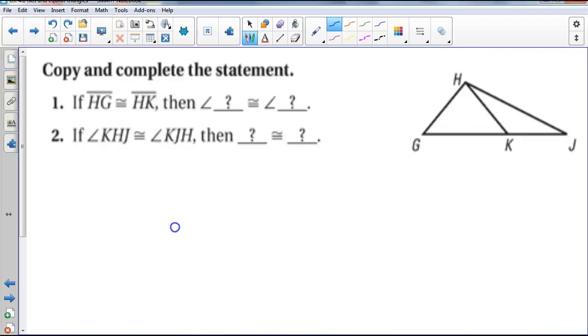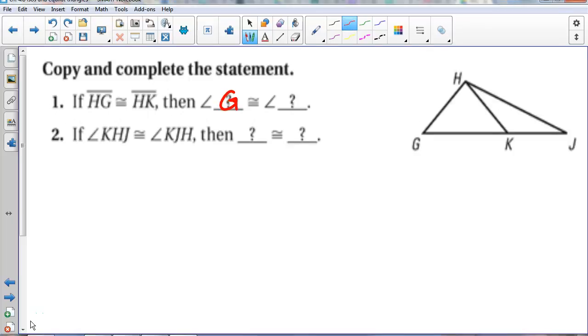Here's the next one. Okay. So it says copy and complete the sentence. If you have HG congruent to HK, and you have to tell me which angles then are congruent. So let's go ahead and put those on our markings. Well, then you can identify that angle G is congruent to angle HKG.